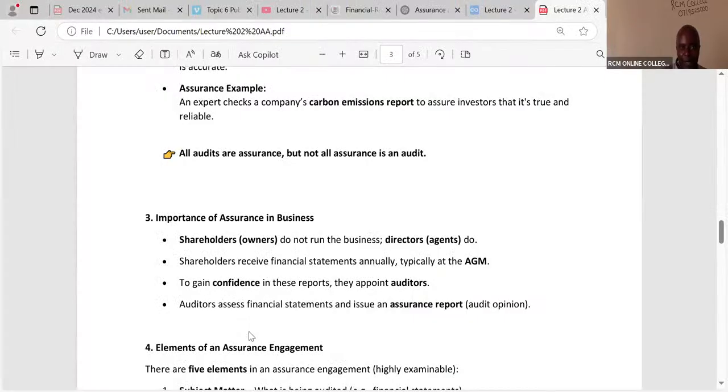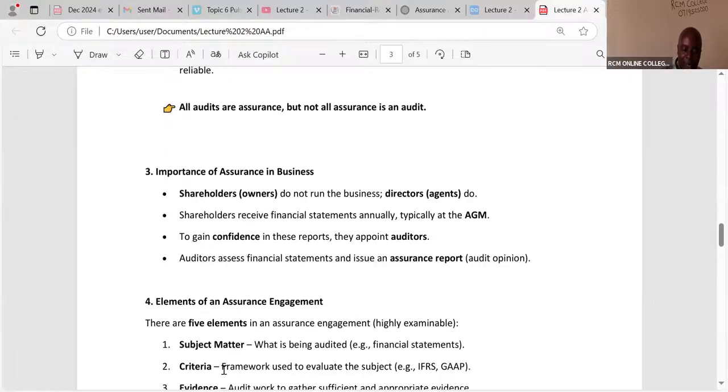So then we have the elements of any assurance engagement, and I've told you audit is part of assurance engagements. Remember, for an assurance engagement to be valid, it must always have 5 elements. You may forget about everything, but you shall never forget the elements of an assurance engagement. An assurance engagement has 5 elements, which are these.